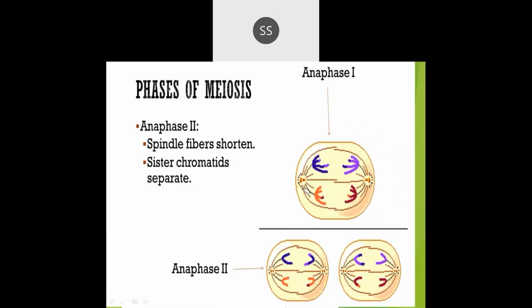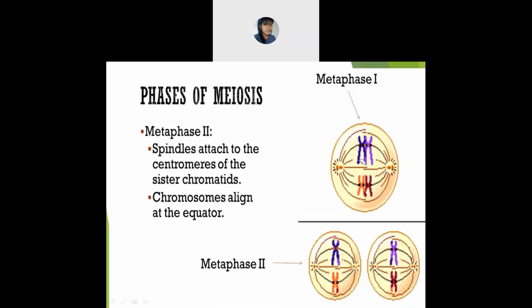Next is anaphase. So in the anaphase, what happens? Same thing occurs in anaphase 1 and anaphase 2, that's why I'm combining them together, so don't get confused. In the anaphase 1, the spindle fibers shorten, slowly and steadily they become short. And the sister chromatids separate. The sister chromatids were combined together in the metaphase 1. Can you see this? They were together.